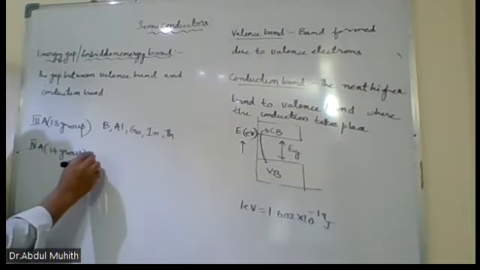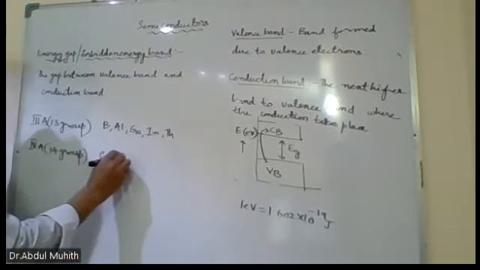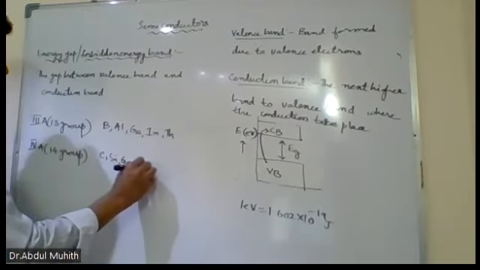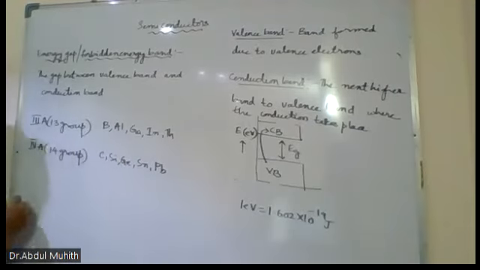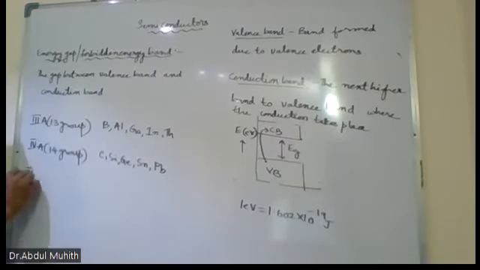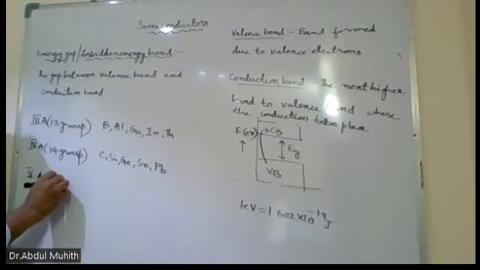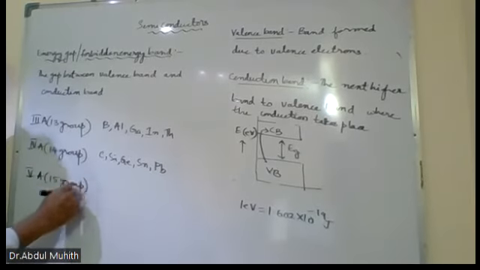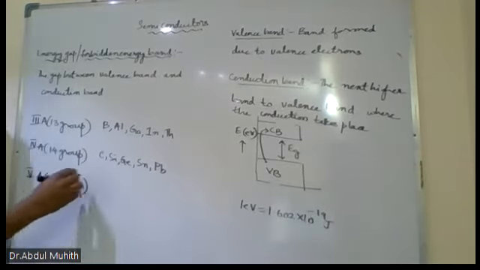Now, the fourth group elements: carbon, silicon, germanium, tin, and lead. Then the fifth group elements, which is the 15th group in the periodic classification table. In the old one, we say group 5.